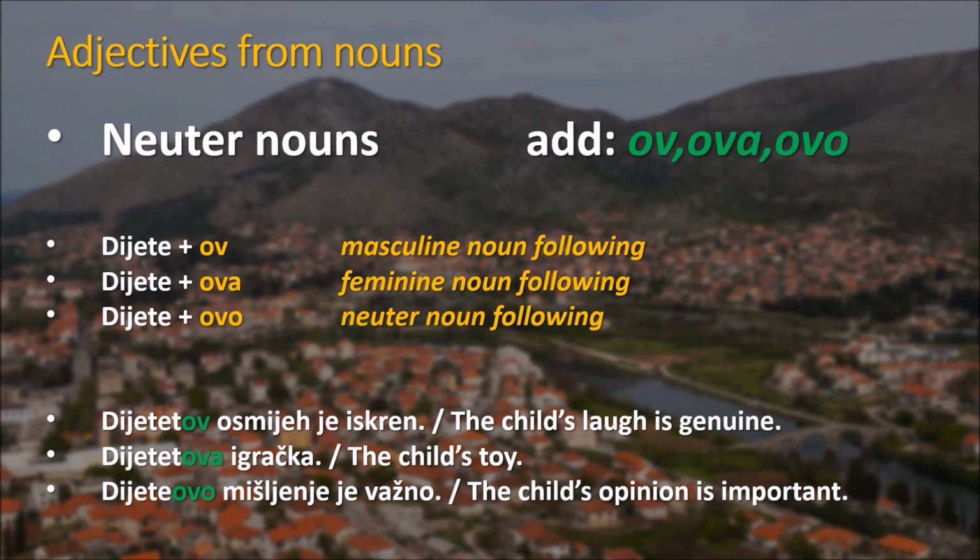to make the possessive adjective. So you can say dijete. Dijete is always going to be your neuter noun, singular, child. So dijete, child, dijete. Something about this noun you have to keep in mind is that it is a little bit irregular. It's a little bit weird. So you need to add that t before the ending of ov or ova or ovo.